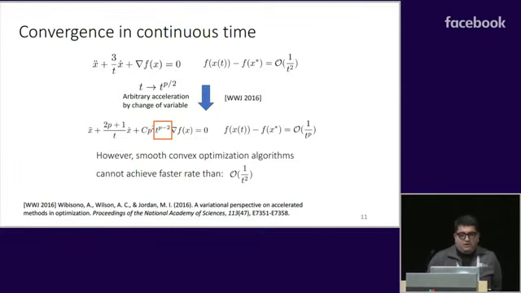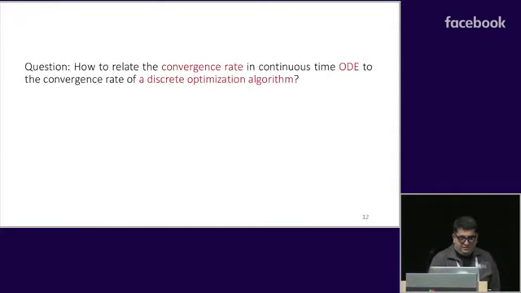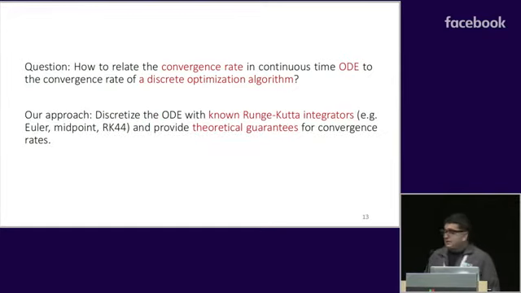The issue here is that if we want to get a fast rate, we have to do a faithful discretization. But if we want to prove stability of the discrete algorithm, then we have to make the step size small. So this is really the difficulty. How can we relate the convergence rate in continuous time to the convergence rate of the discrete optimization?